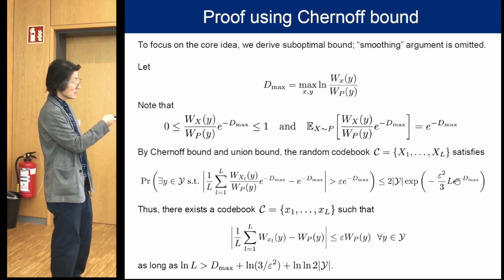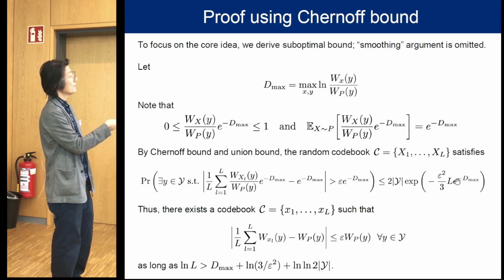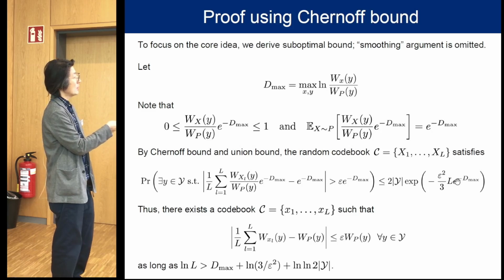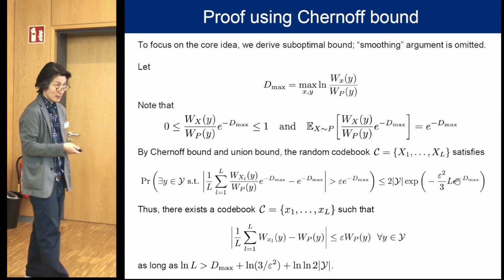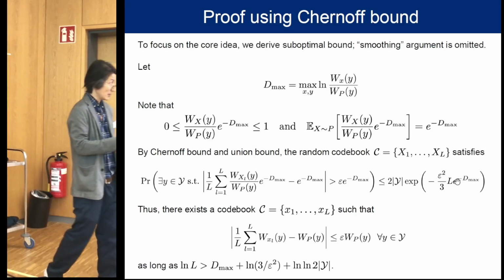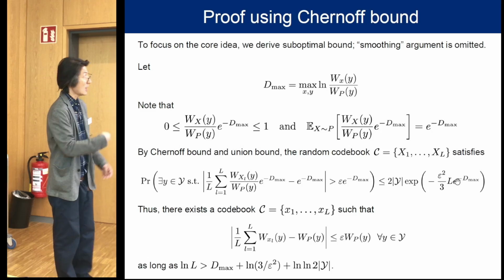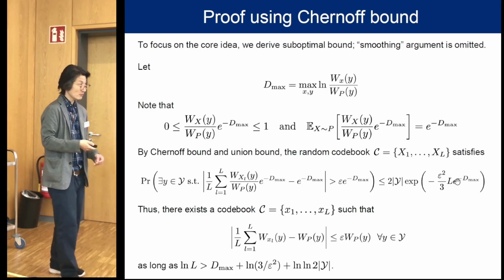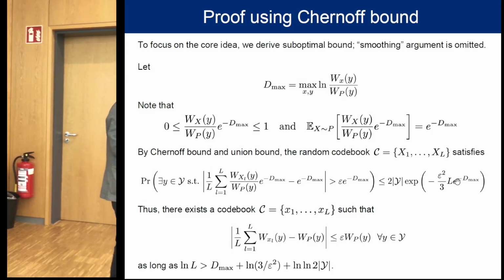And we can rewrite this deviation event like this for every y. And from this bound, we can easily bound the total variation distance. So this is how we evaluate the performance of random coding using Chernoff bound.